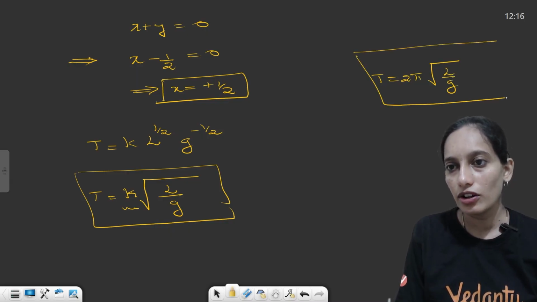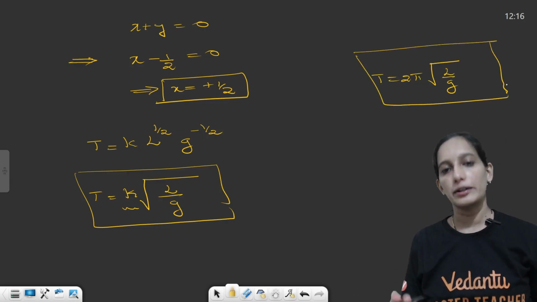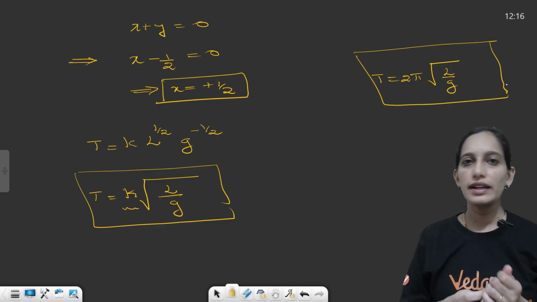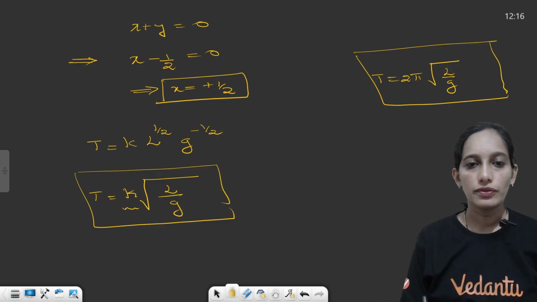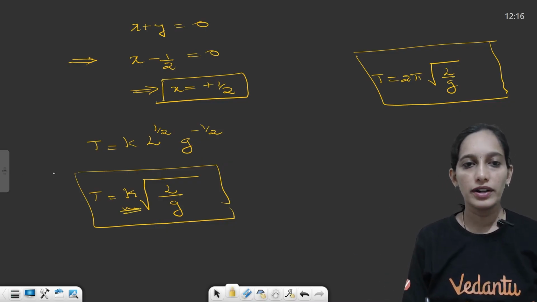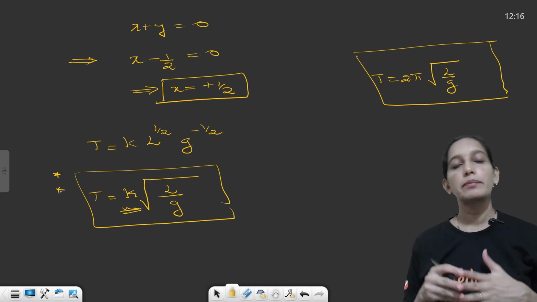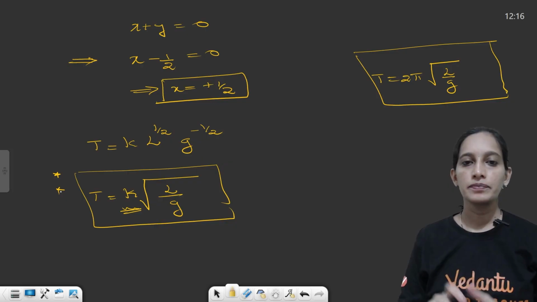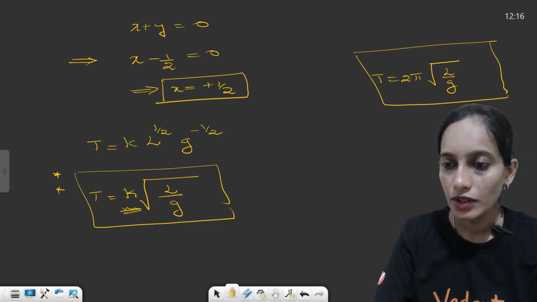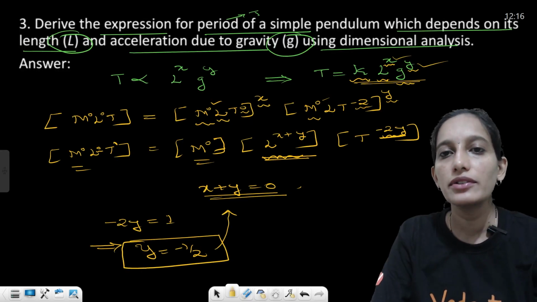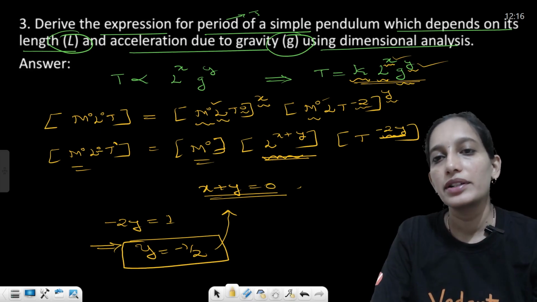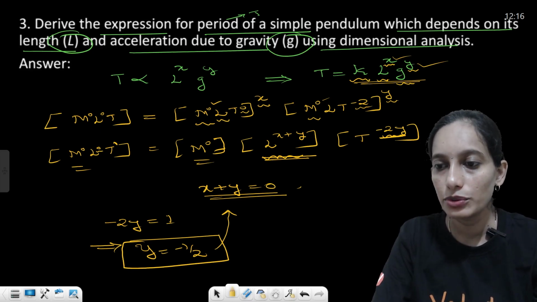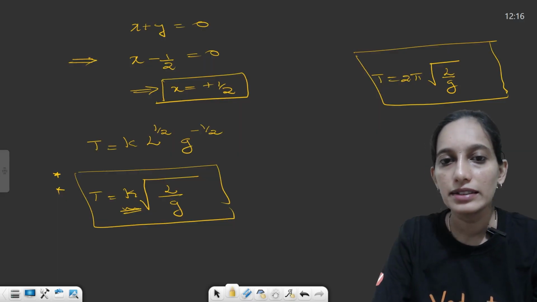But by the method of dimensions we don't get the value of 2 pi. Okay, so that should be experimentally determined. So here you can just stop at this point for 3 marks. Time period t is equal to k into root of L by G. Okay, is that clear? So this is how we derive the expression for time period of a simple pendulum by using the dimensional analysis method.